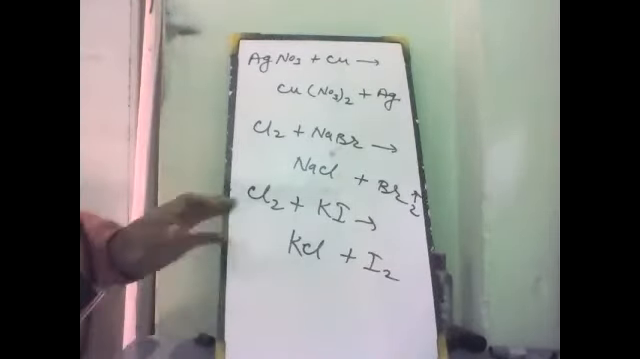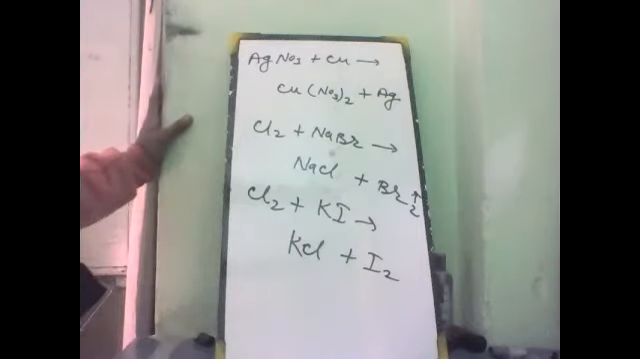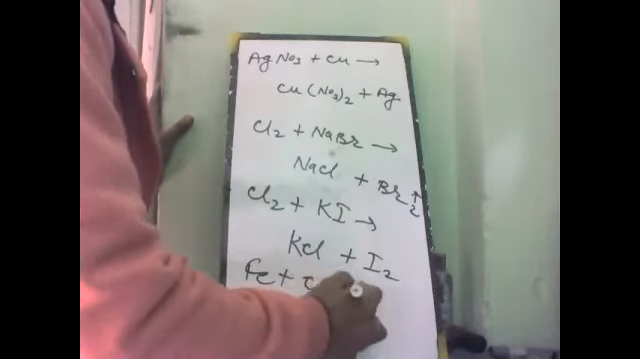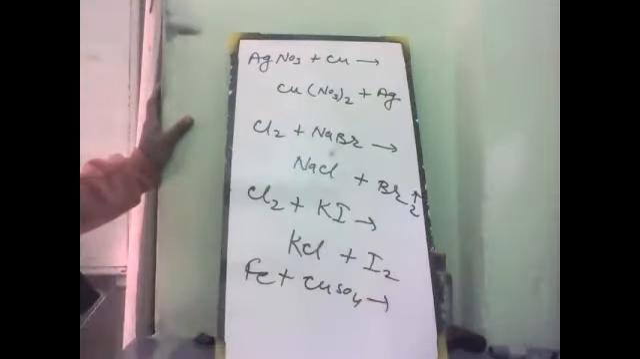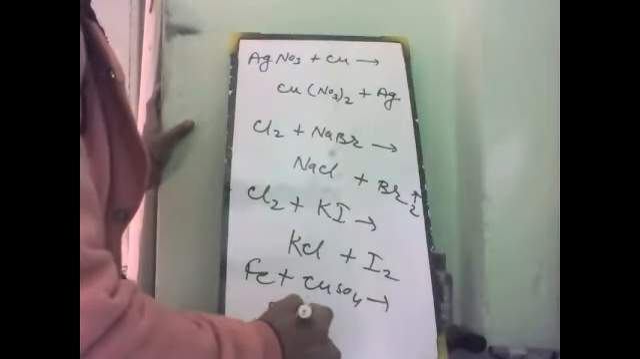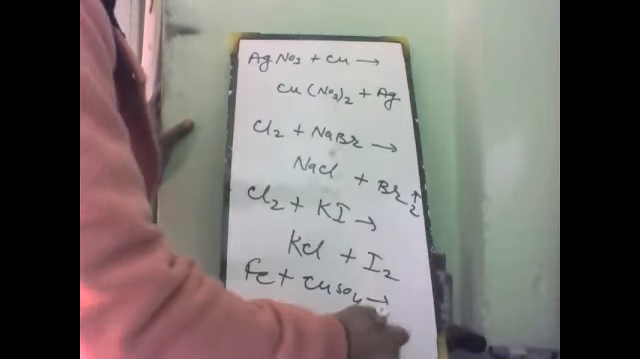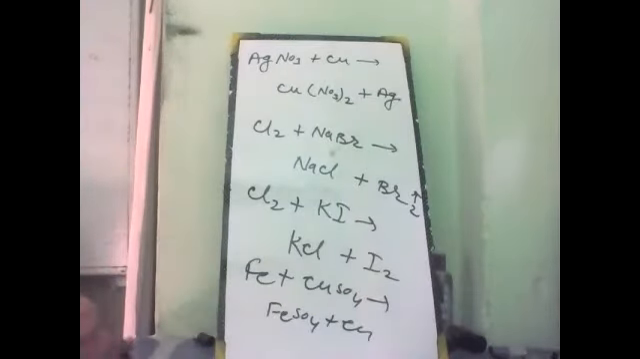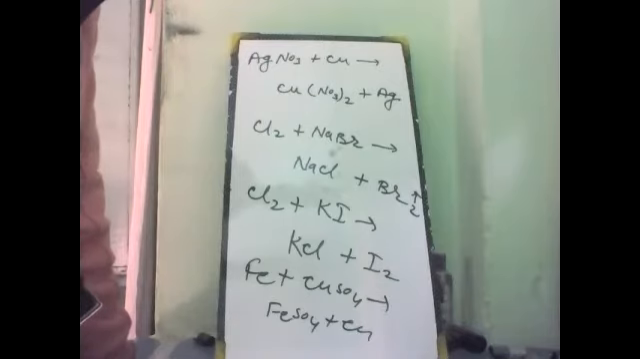Fe and CuSO4, we have discussed it earlier. Fe means iron reacts with copper sulfate. This is the reaction of this activity. Now it changes into FeSO4 and copper is displaced from the reaction. This is all about the examples of displacement reaction.